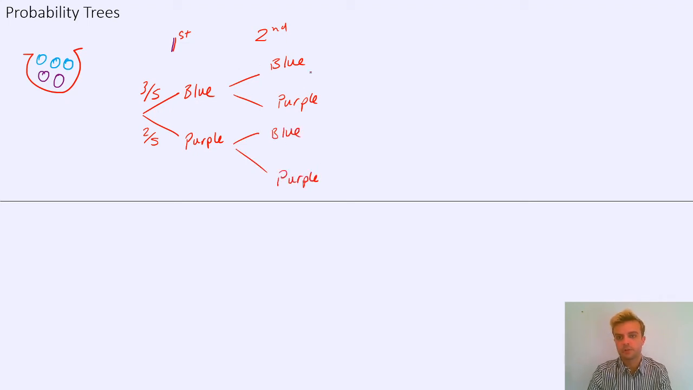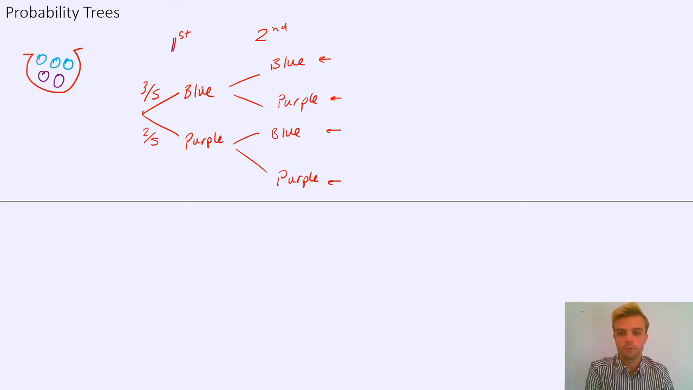Now, what these branches represent: if I follow down this path, if my first ball is blue and my second ball is blue, I end up here. So this is the outcome that represents picking a blue followed by another blue. This outcome represents picking a blue followed by purple. This is purple and then blue, and this is purple then purple. We haven't finished filling it in yet because we haven't got the probabilities on these branches.